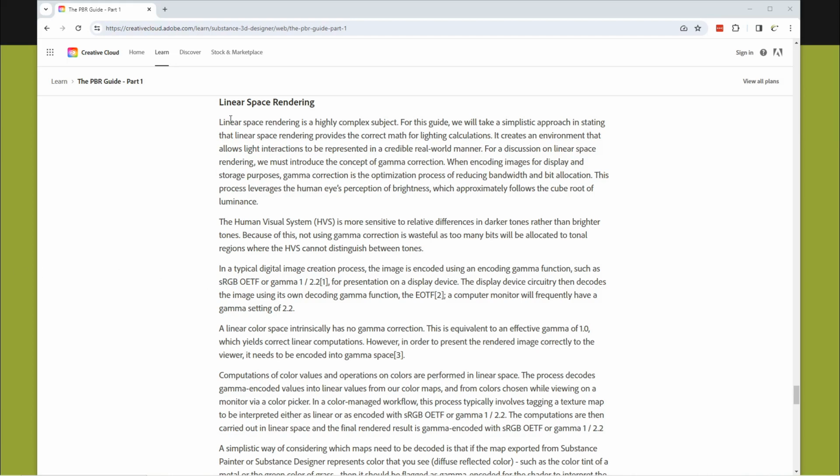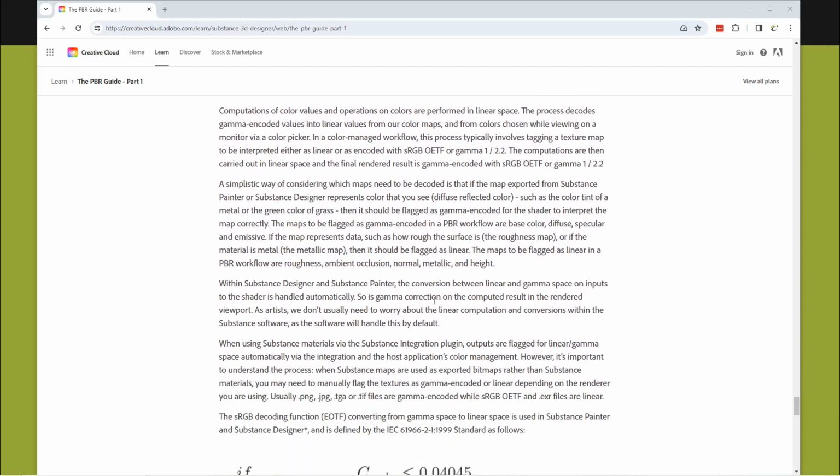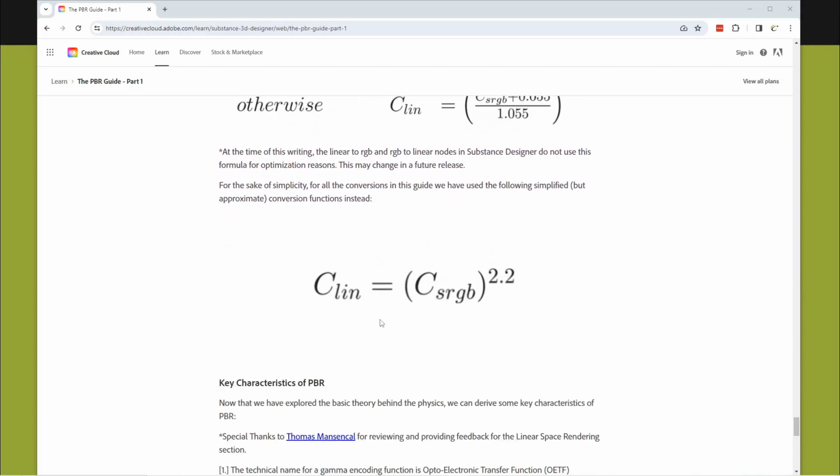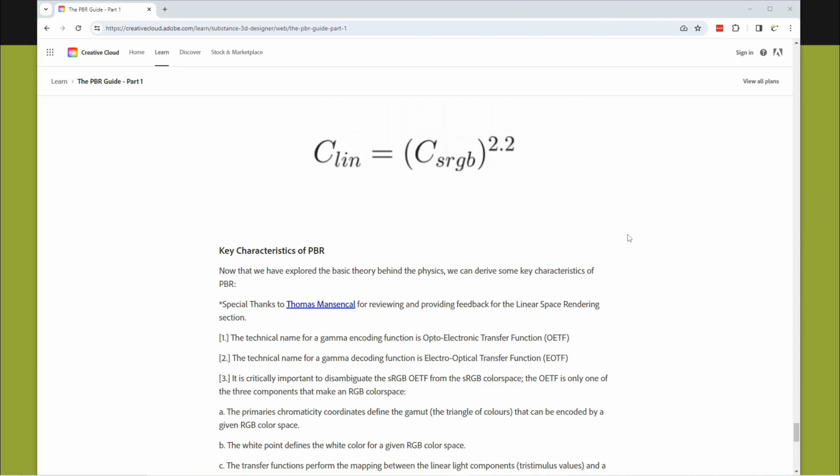There's another thing here, which is linear space rendering. It's a highly complex subject. For this guide, we take a simplistic approach in stating that linear space rendering provides the correct math for the lighting calculations. So all of this is internal. They talk about gammas and stuff like that. I don't want to get bogged down in this. You can read this section. Close your eyes, there are more equations. Linear color is the color in sRGB to the power 2.2. That's where the gamma comes in.